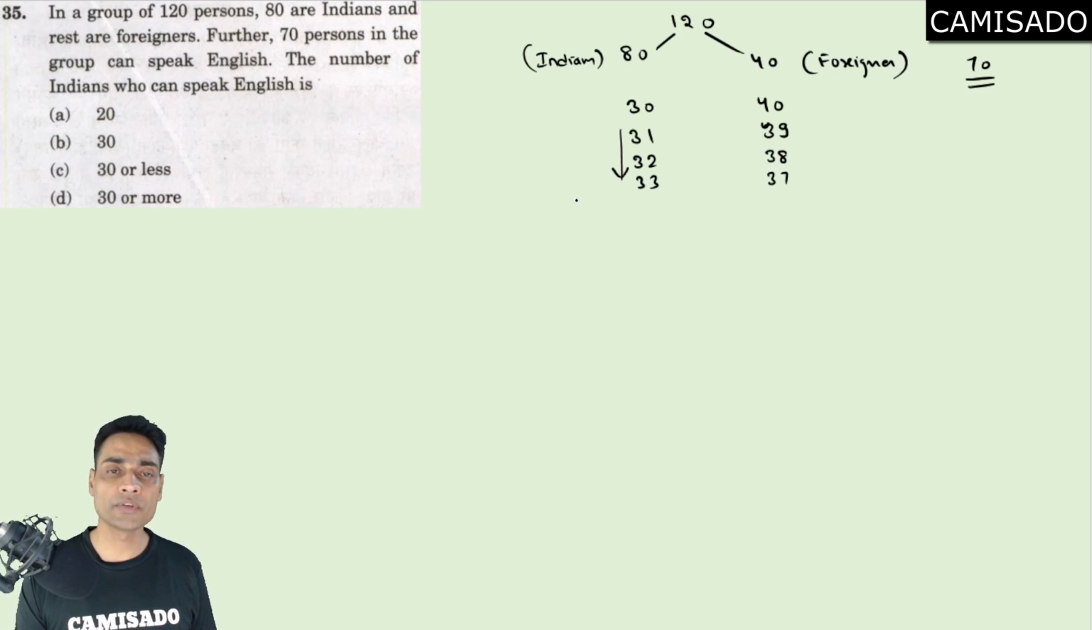So what we can say is, the number of Indians who can speak English is greater than or equal to 30, means 30 or more will be the correct option. This is the right option.